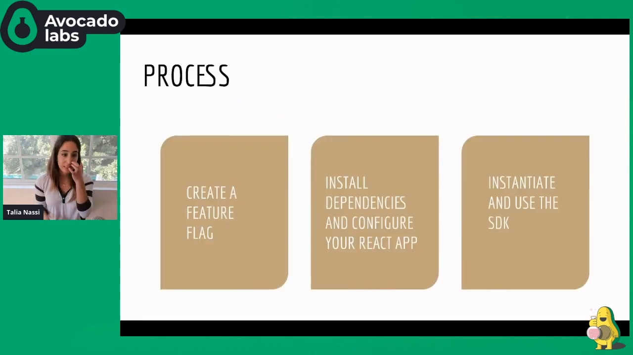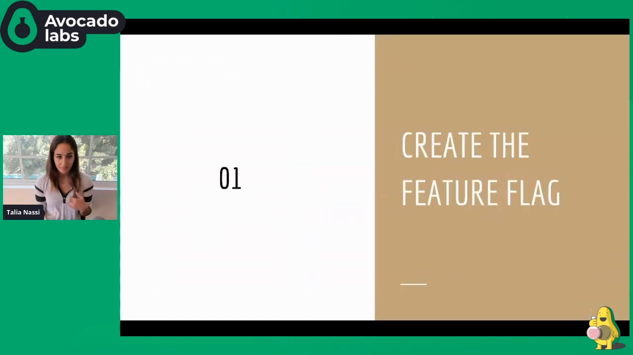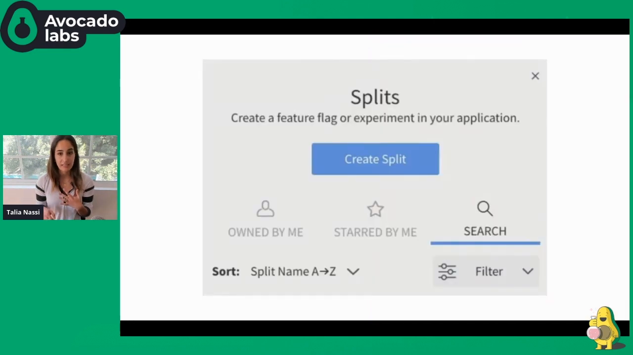So what we're going to do today is create a feature flag, install the dependencies, and configure a React app. We're going to instantiate and use the SDK, and then we're going to go over some best practices at the end. So the first step is to create the feature flag, and you do this by logging in to Split.